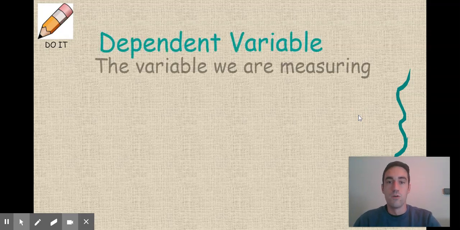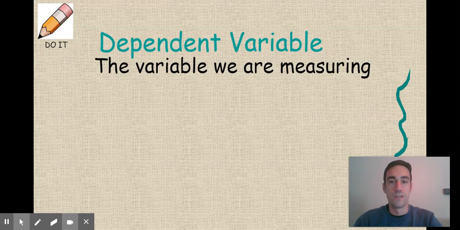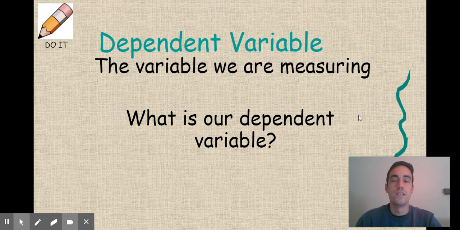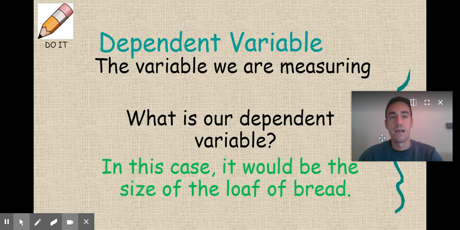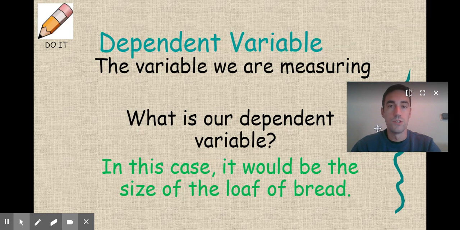The dependent variable is going to be what we are measuring. So what is our dependent variable in this case? Take a second and answer that now. In this case, the dependent variable would be the size of the loaf of the bread. So what John's going to want to do when he is done baking each loaf of bread is to use some kind of measuring stick or ruler, put it right in the bread and see how much it rose or how high it got.